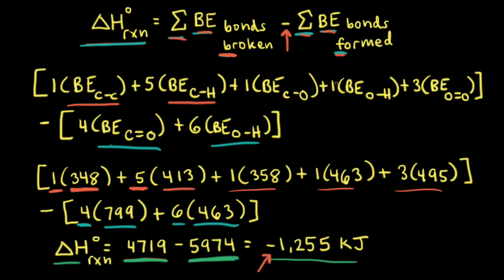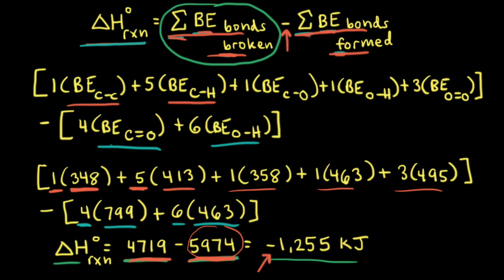Also notice that the sum of the bond enthalpies of the bonds formed, which is 5,974, is greater than the sum of the bond enthalpies of the bonds broken, which was 4,719. And since we're subtracting a larger number from a smaller number, we get that negative sign for the change in enthalpy. If the sum of the bond enthalpies of the bonds that are broken is larger than the sum of the bond enthalpies of the bonds that have formed, we would have gotten a positive value for the change in enthalpy, and that would be true for an endothermic reaction.